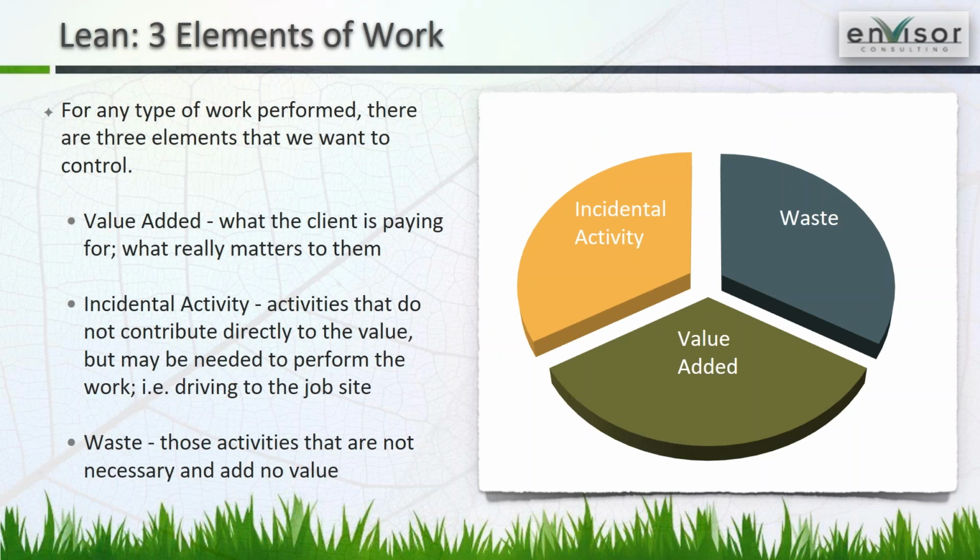And I want to talk about a specific foundational point that they really played upon at Toyota and many other organizations that have initiated a lean strategy inside their businesses. It's this idea that was developed by an engineer called Taiichi Ohno that there are three elements of work. Any type of work that we go do, there are kind of three elements to it. There's value added, and the value added piece of the work is what the customer is paying for, what they really want. There's incidental activity.